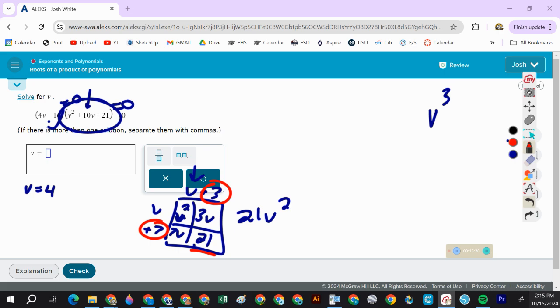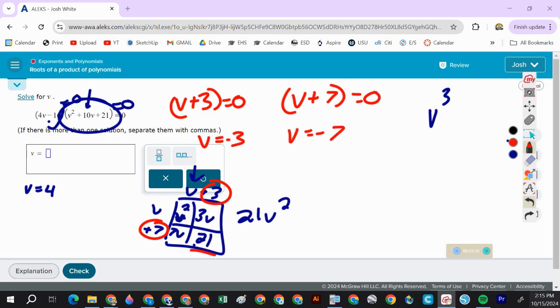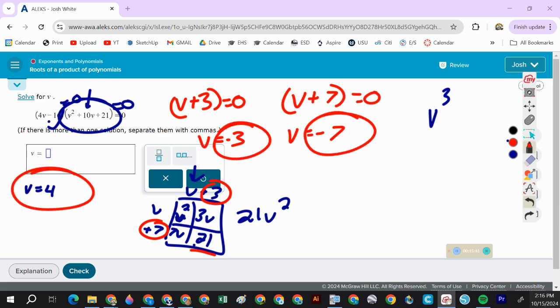Yes. So my other roots are going to be based off of v plus 3 equals 0 and v plus 7 equals 0. So this is v equals negative 3, and this is v equals negative 7. So my three roots are 4, negative 3, and negative 7. Did I lose you? Oh, that's okay. We can do another one.